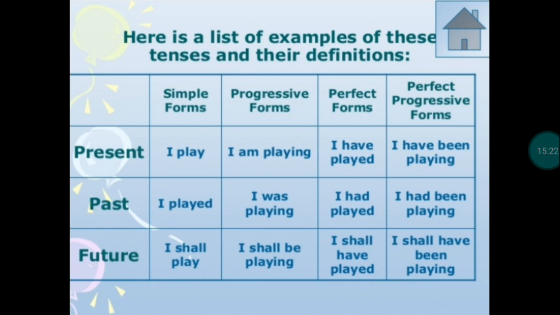So children, I do hope you have understood the three tenses and the four aspects or the four forms of each one clearly. Now after this chapter, I will also be sending you a PDF so that you can do the exercises and test whether you have understood clearly or not.